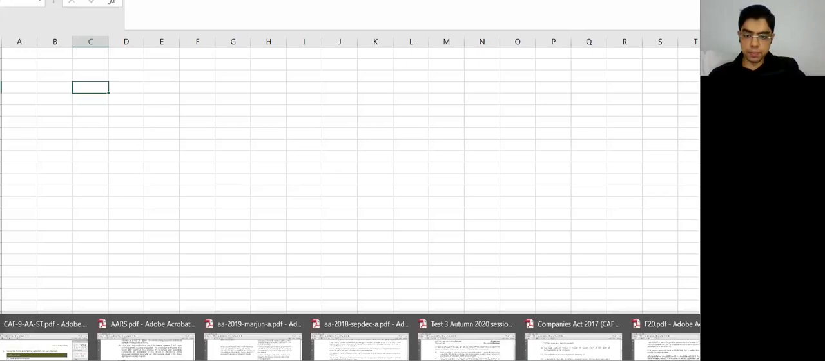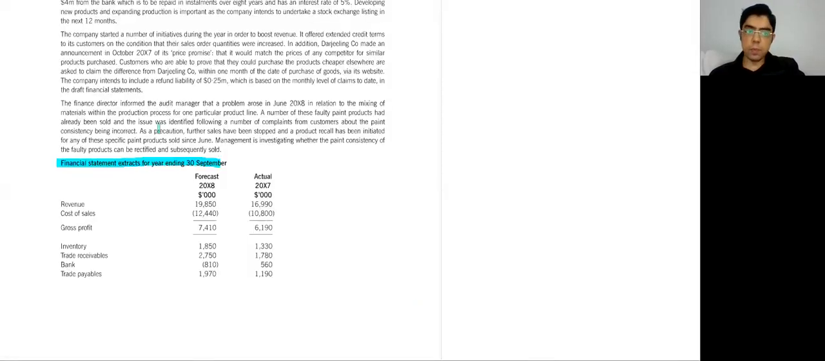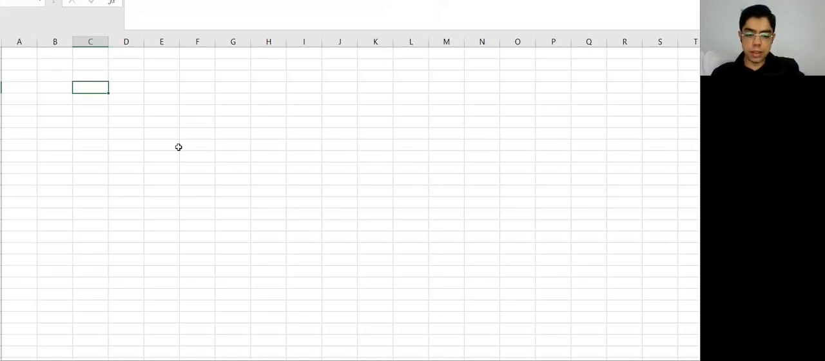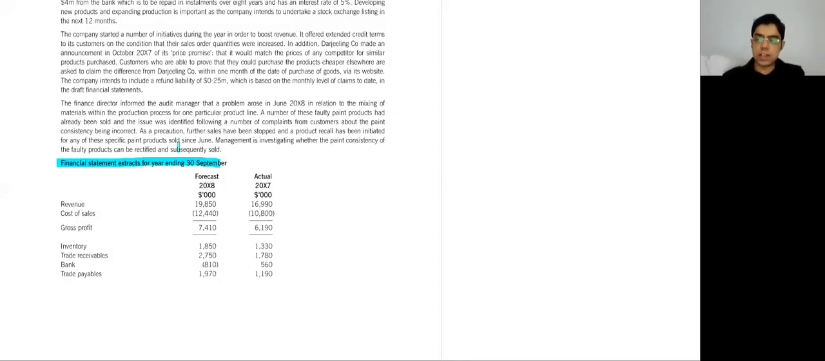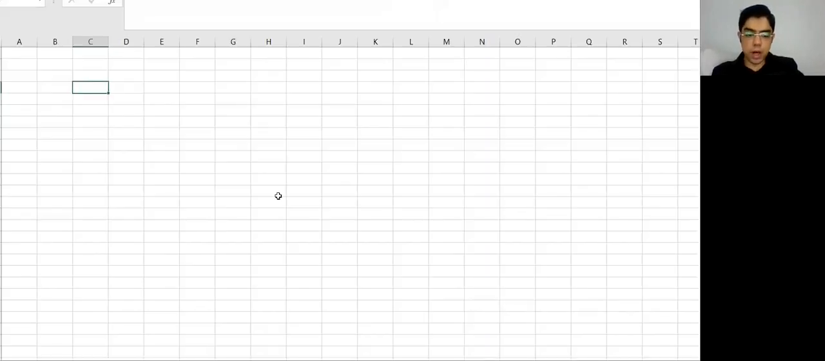So if we go back to the question, this is the question, and we need to calculate the ratios. How would you do that? If you look at the financial statement extracts, you would notice what we've been given. So what sort of ratios can we calculate? We first have to determine what ratios we would be calculating. So maybe we could calculate the gross profit margin ratio, GP margin ratio.